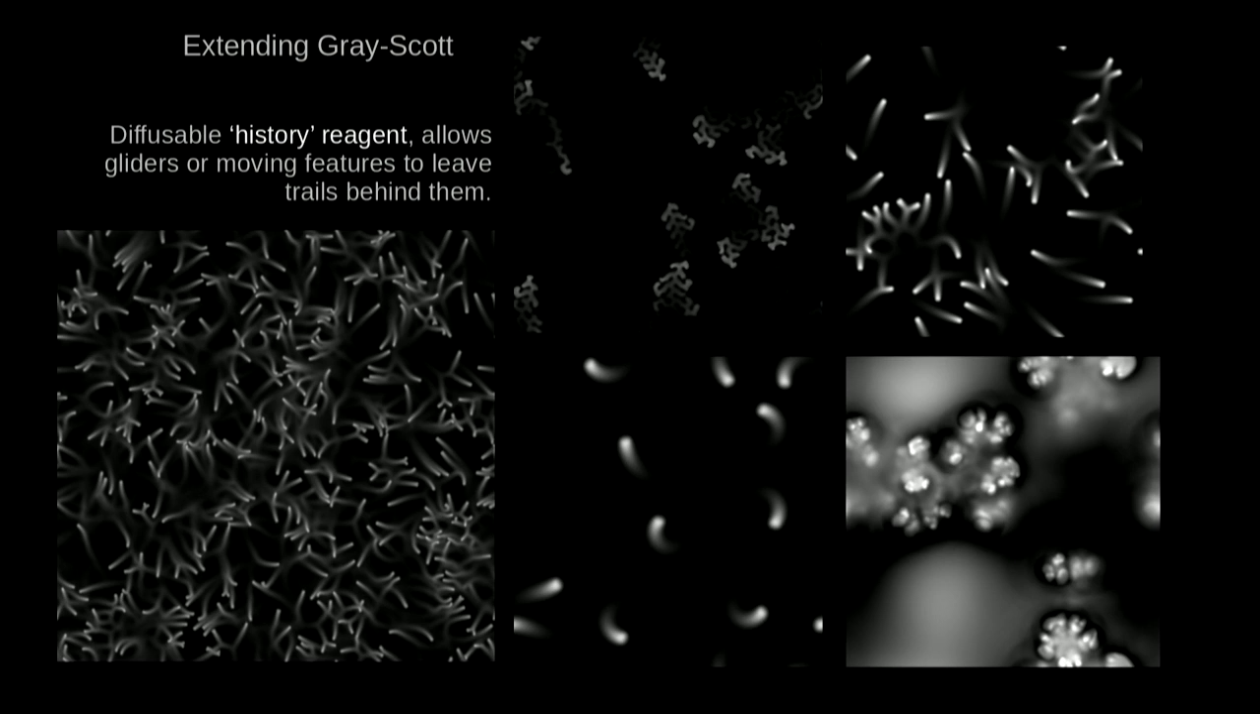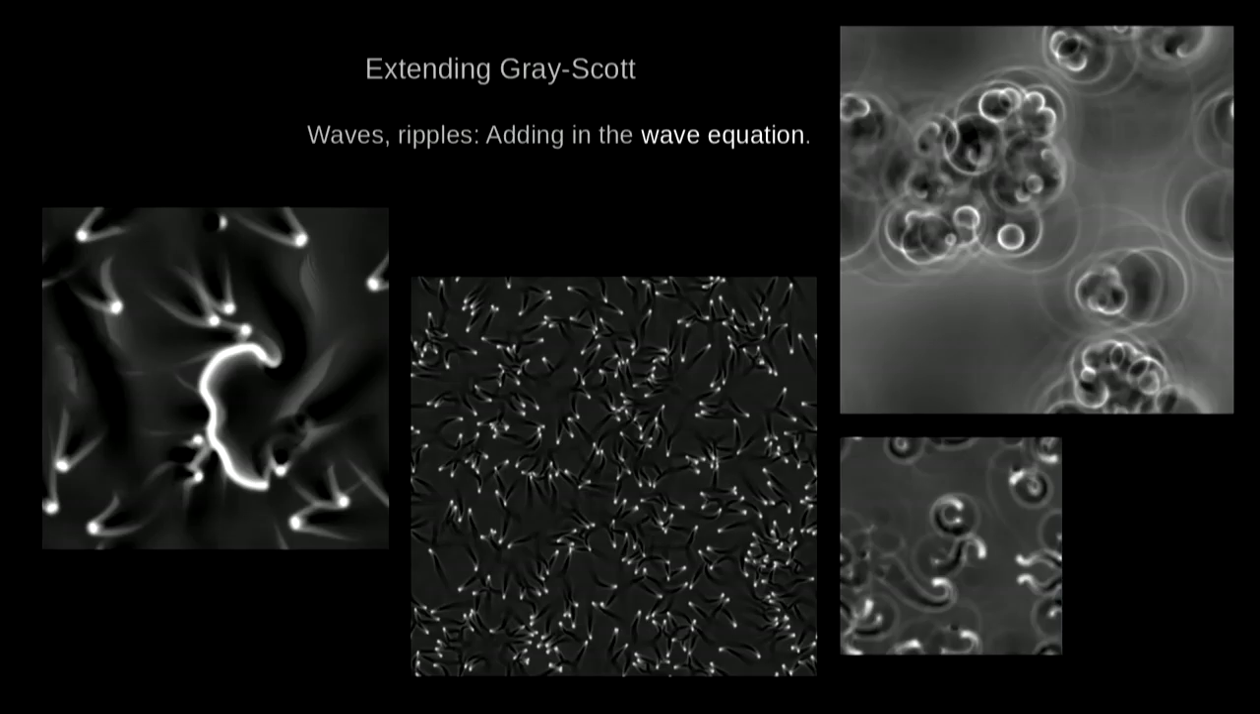This is about extending Gray-Scott. What you're seeing here is the history reagent that I was talking about before. As a point moves, it leaves a blurry trail behind it. And sometimes when the points move along wiggly paths, as in the bottom right there, you get more interesting, corally shapes at the wavefronts.